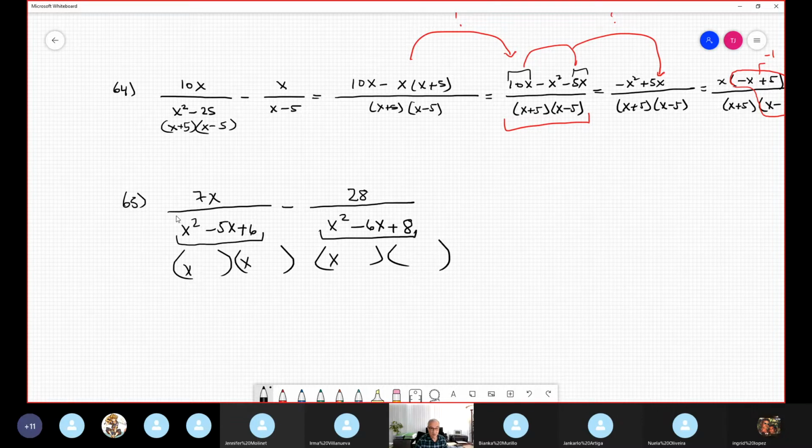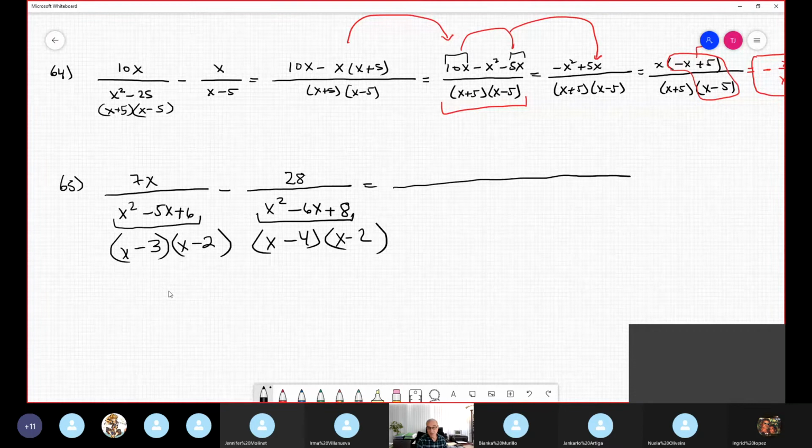It's a regular trinomial, easy. The first one is 3 and 2, both negative. And the second is 4 and 2, both negative. Everyone follow me so far?